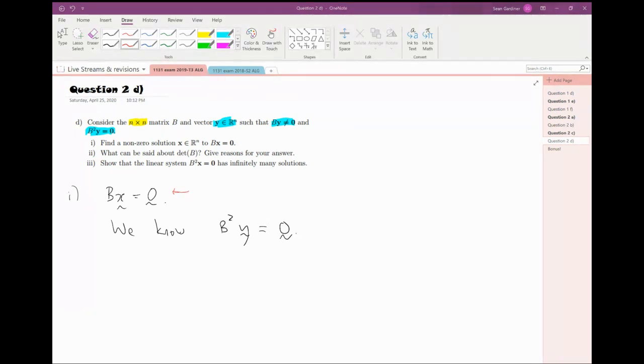And I just want to point out that Sean's start is very natural. They're telling you, find a solution. Well, you can't solve because you don't know what B looks like. So the only way of finding something, you need to find a concrete solution. So that means you need to have a vector. The only vector that's been given to you is y. So you know you need to use y.